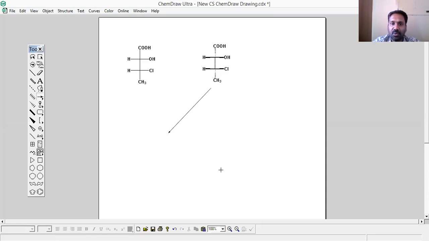Is the screen visible to you? To all of you? Yes, sir. Okay. See, I am using an application called ChemDraw. This is a very good application to draw the structures of organic compounds as well as to predict their spectra. Right? Okay. So let me convert this into Newman. Converting into Newman is not that difficult, is it not? Because all that you should do is you write.